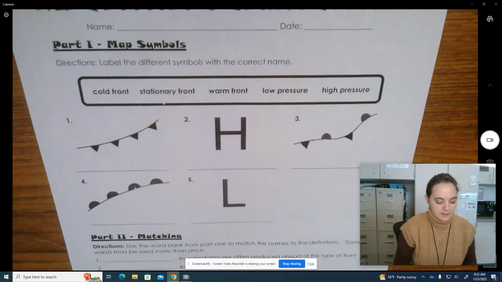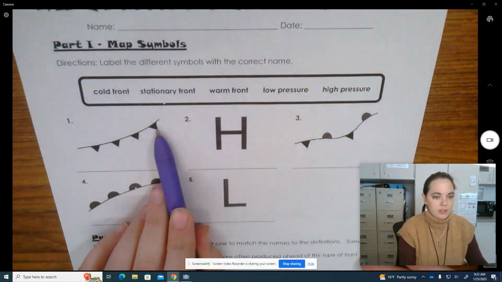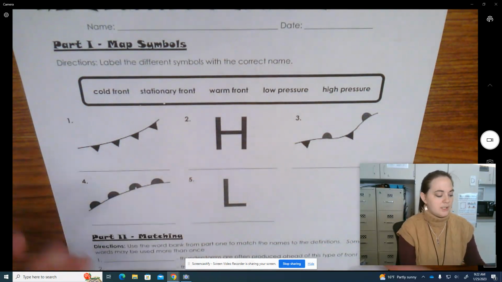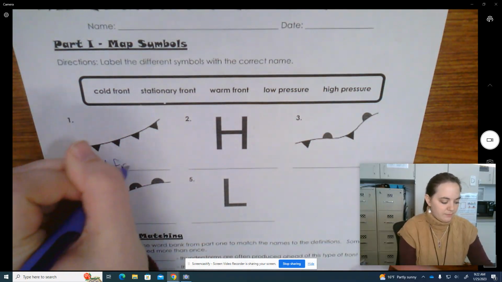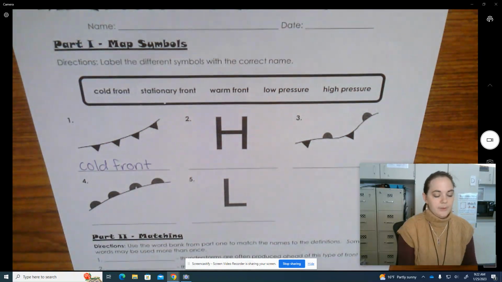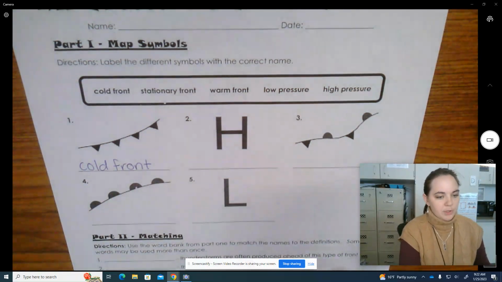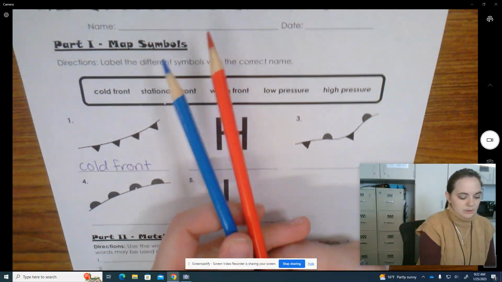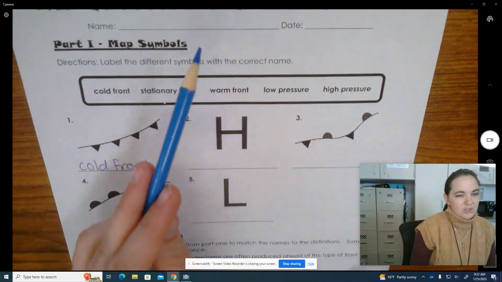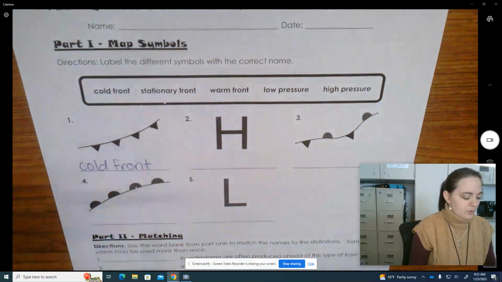atmosphere at those places. So the first one right here, the line with the pointed tick marks, this is called a cold front. Okay, this is a cold front. What you're going to do is you're going to take a blue colored pencil. You will need a blue and a red colored pencil. You're going to use the blue one. You can also use crayons, or markers or whatever, if you have a blue and a red.